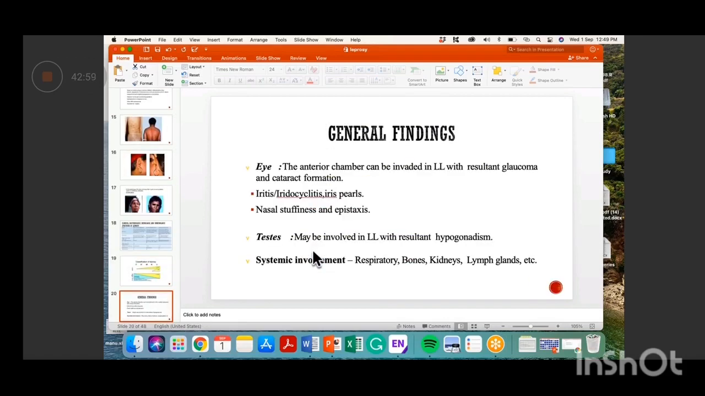Now, lepromatous patient can have multiple skin lesions as well as involvement of other organs. The involvement of respiratory system, that is larynx, pharynx, involvement of bone, which can lead to osteoporosis, osteolytic lesions in the bone, kidneys, lymph nodes enlargement. There can be hepatosplenomegaly. There can be hypogonadism due to involvement of testis. In the eyes, there can be iridocyclitis, iritis, iris pearls. In the nose, nasal stuffiness, epistaxis.